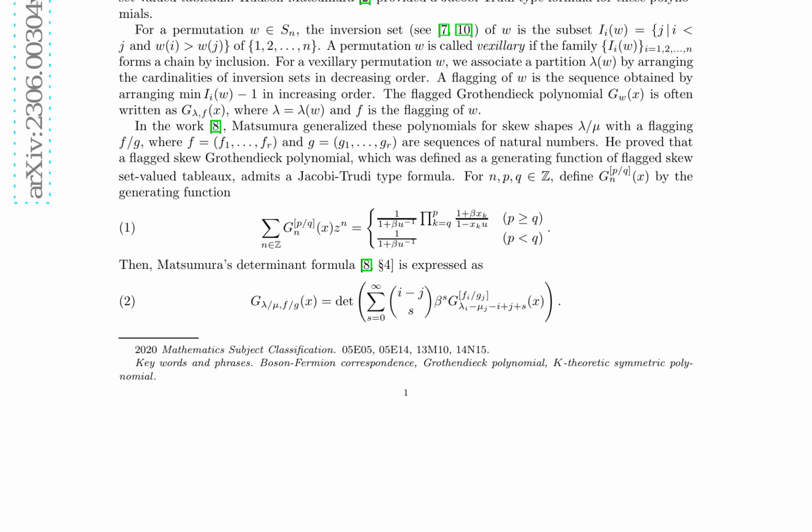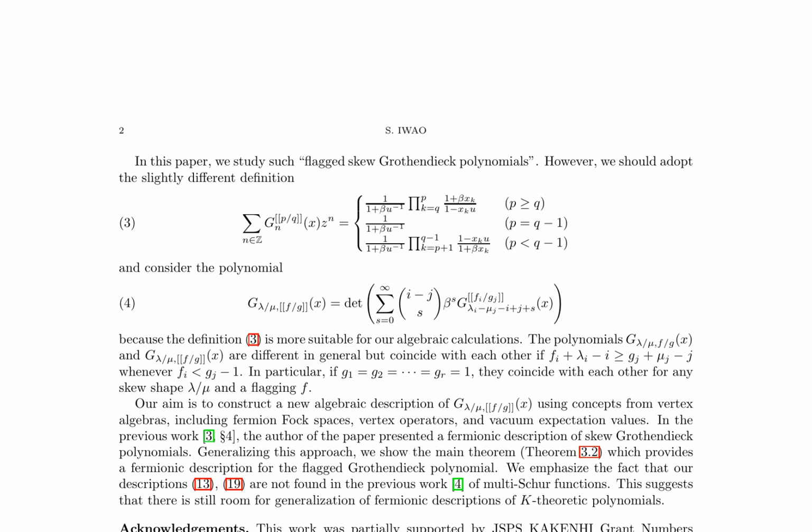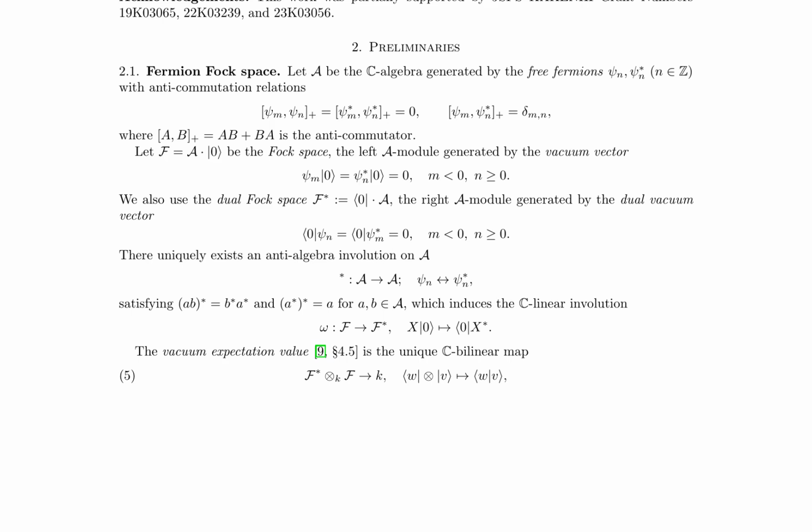The fermion-Fock space F is the left A module generated by the vacuum vector, 0, where A is the C-algebra generated by free fermions psi n and psi asterisk operator n, n element of Z, with anti-commutation relations. The dual Fock space F asterisk operator is the right A module generated by the dual vacuum vector, 0, and there exists an anti-algebra involution on A that induces a linear involution omega: F right pointing arrow F asterisk operator. The vacuum expectation value is a unique C-linear map, 5, that evaluates the expectation value of a product of vertex operators applied to the vacuum vector.